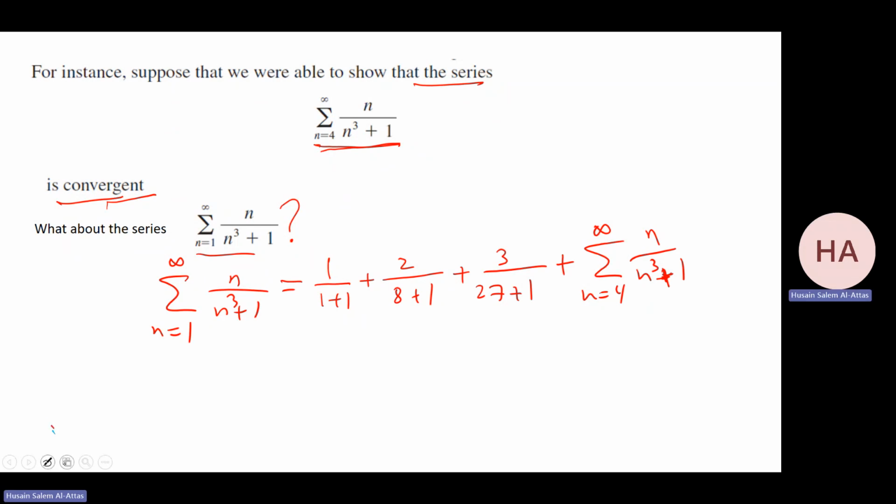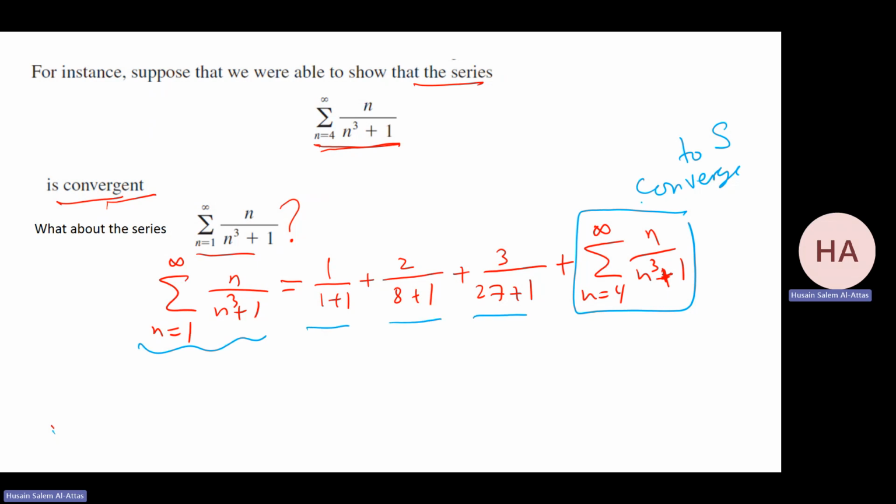I know this one converges to a value, to s. I don't know what s is. So what will happen to this series? It will be a number, plus a number, plus a number, plus a number. So for sure it will converge. To what? To this, which is half plus 2 over 9 plus 3 over 28 plus s, which is what this series converges to. Okay.